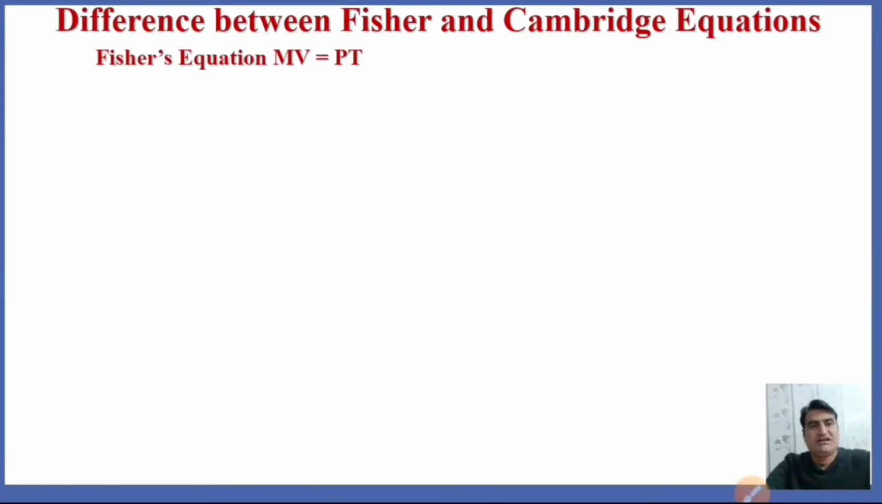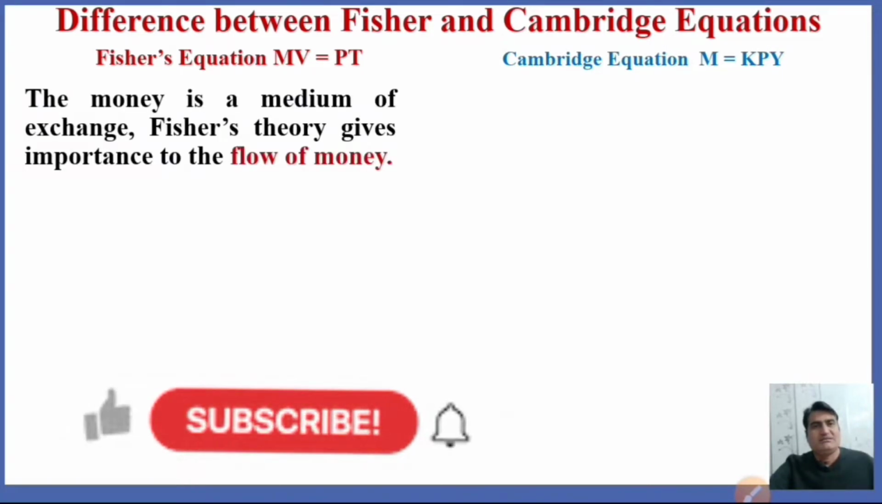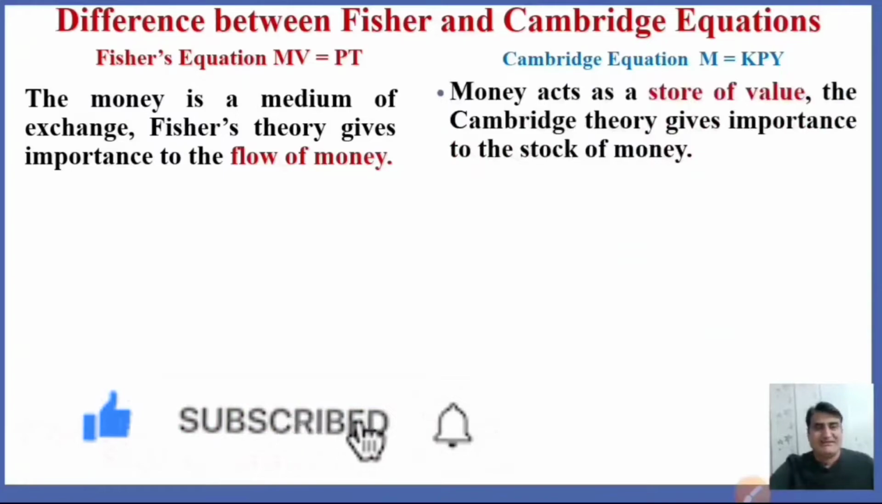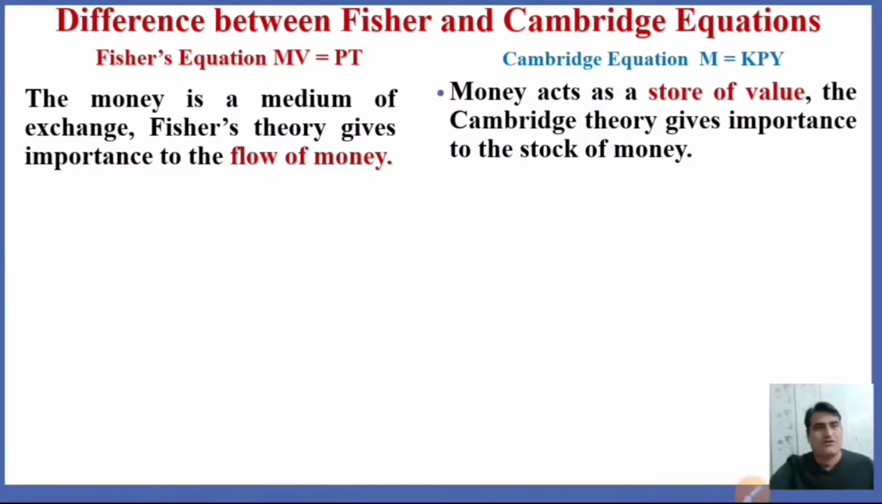Now we shall understand how the Fisher equation of exchange, or the Fisher quantity theory of money, is different from the Cambridge equation. As we know, the Fisher equation is MV = PT. The Cambridge equation is M = KPY. In Fisher's theory the money is a medium of exchange, and it gives importance to the flow of money, whereas in the Cambridge theory money acts as a store of value, and it gives importance to the stock of money.